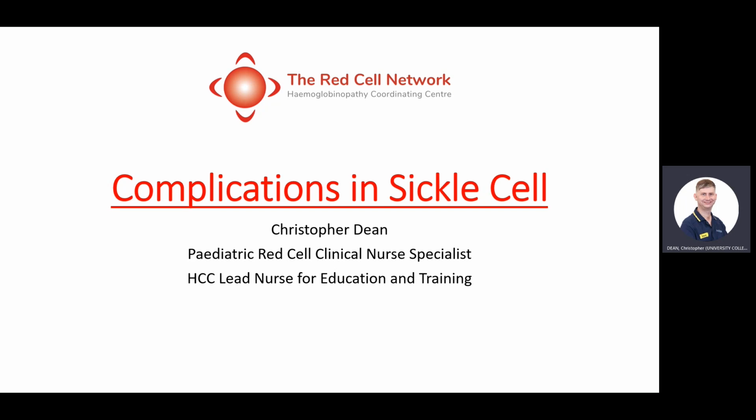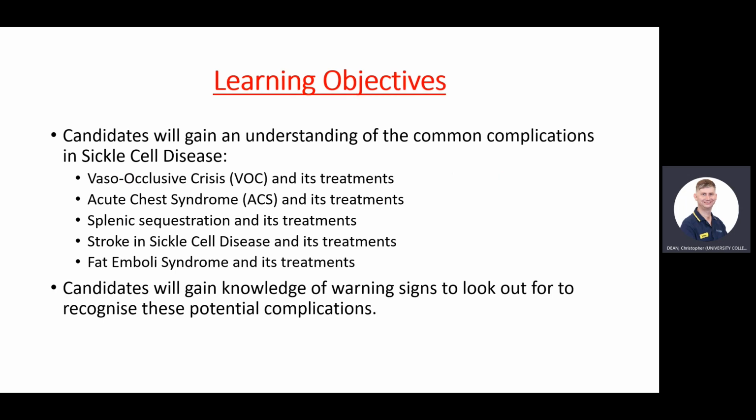Before we begin, I just wanted to go over some learning objectives for this week. We'd like the candidates to gain an understanding of the common complications of sickle cell disease, which include vaso-occlusive crises, acute chest syndrome, splenic sequestration, stroke in sickle cell disease, and fat embolism syndrome. We'll be going over the treatment options available for these as well. Also, we'd like you to gain knowledge of the warning signs to look out for to recognize these potential complications and any signs of deterioration.